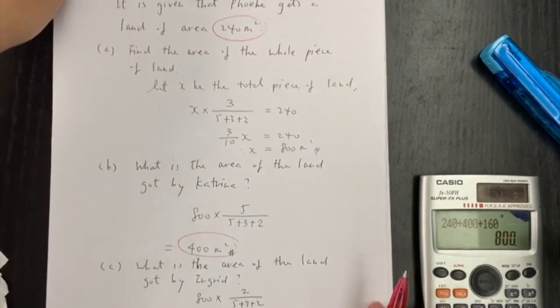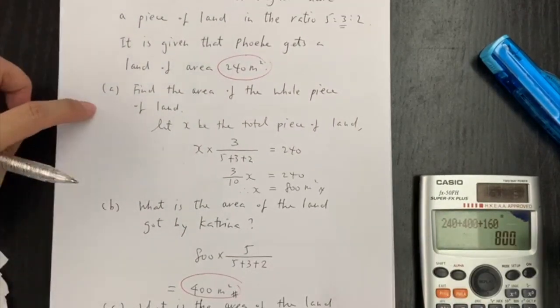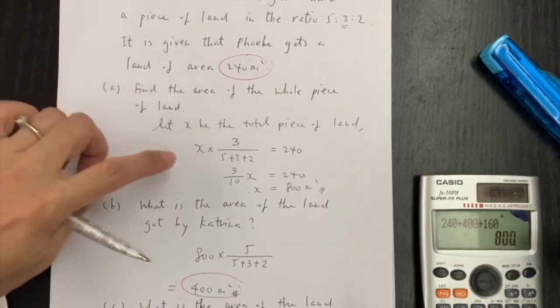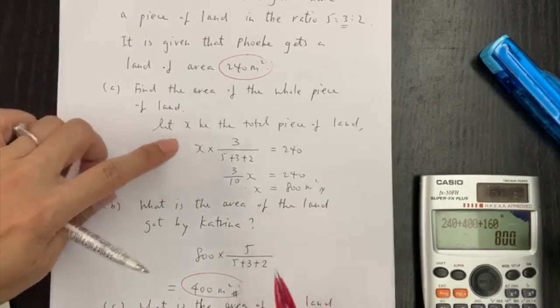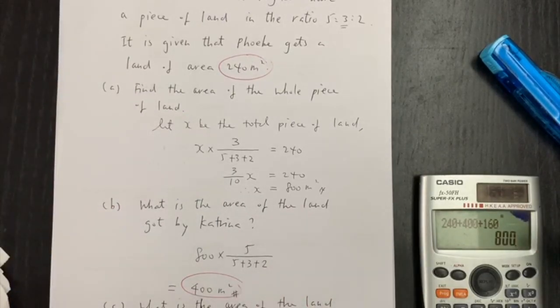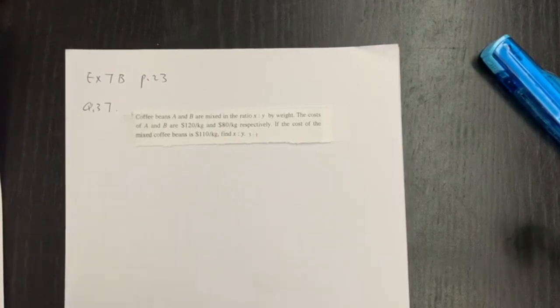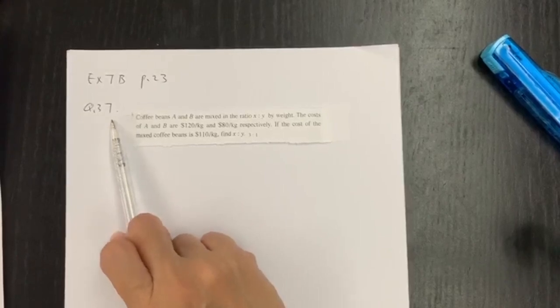All right, so be careful about part A. You better set an equation to find the total. That will be easier. All right, now we come to the final question on exercise 7B, question number 37.